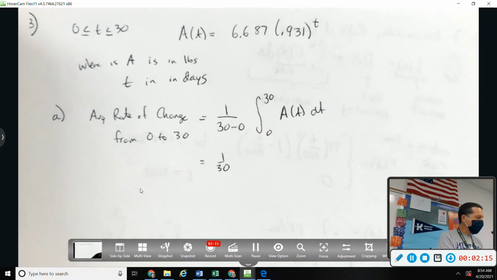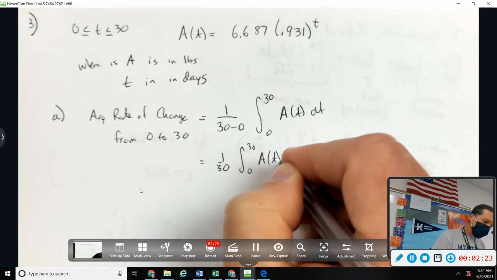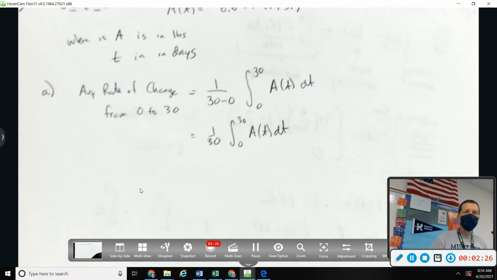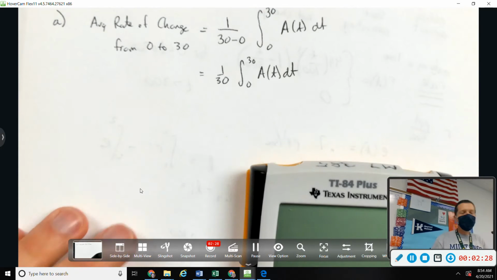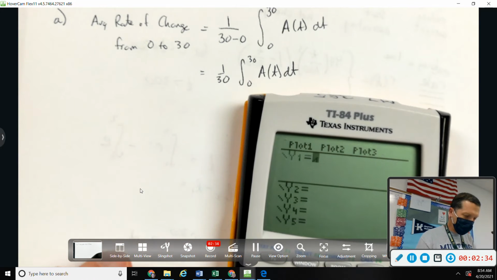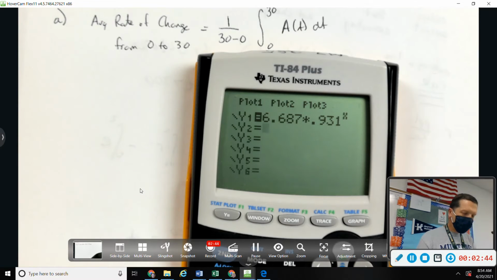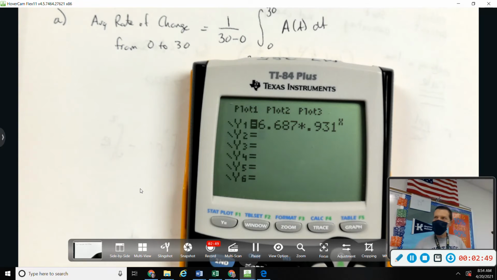This one's also a calculator question. So I don't need to show any more work than what I've got. I can go to the calculator and let it do the work. Oh, so I am having to do an integral for the average value. Again, I'm going to take the time to put it in for y1 because I'll probably need it for multiple things. 0.687 times 0.931 to the x. Quick double check, because you don't want to miss anything because you typed it in wrong.